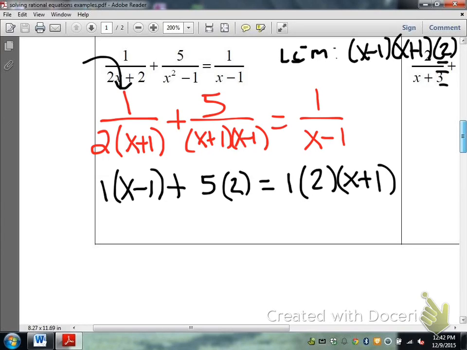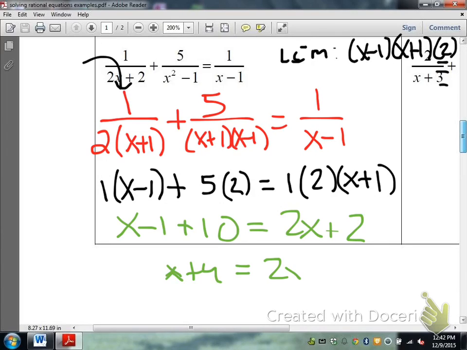Okay. Here we go. So, of course, this is x minus 1 plus 10, and using the distributive property over here would be 2x plus 2. Again, it's a nice linear equation. x plus 9 equals 2x plus 2. You guys should be able to tell me from here what x equals. 7. Very good. And once again, you would go back and check it by putting in 7.